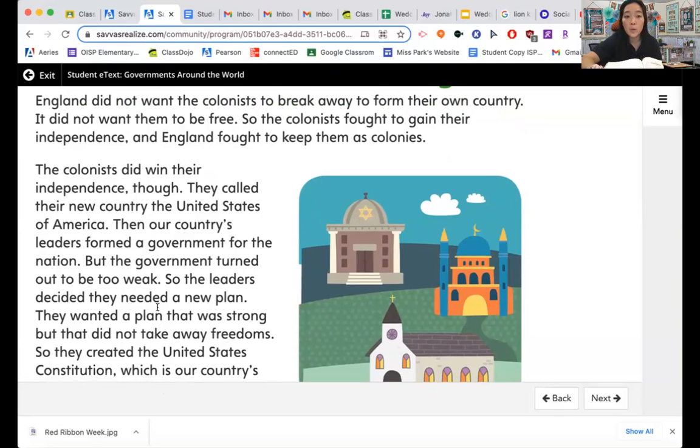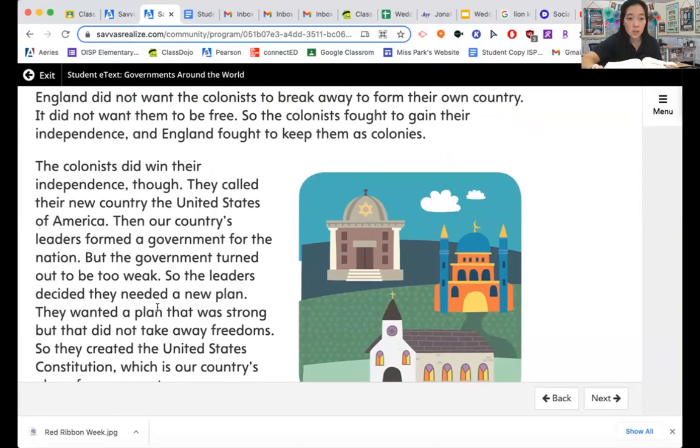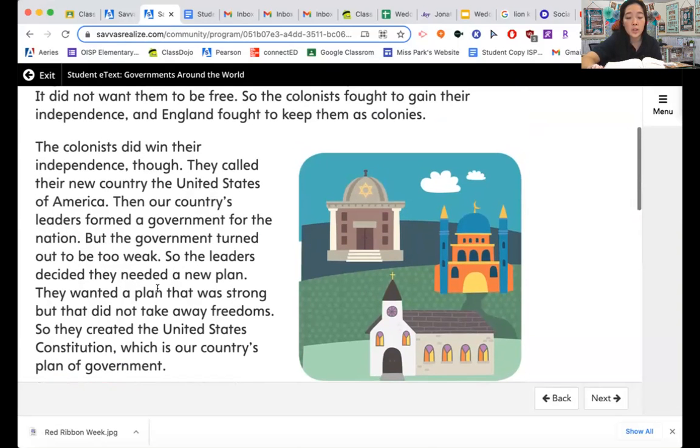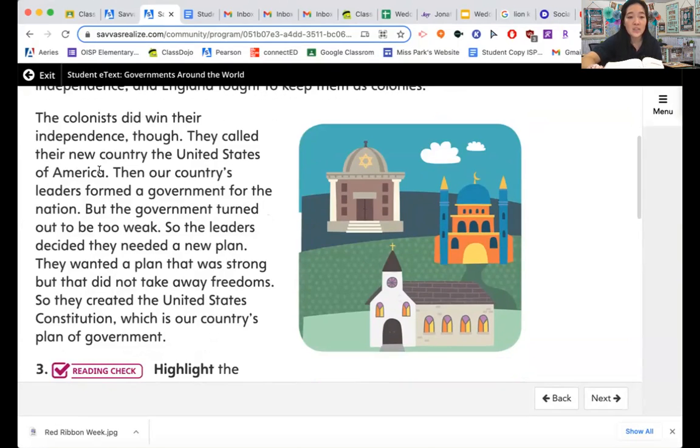The colonists did win their independence, though. They called their new country the United States of America. So let's read the question again. The question is, highlight the reason the United States Constitution was created. So we still don't know why the Constitution was created. So let's keep reading.